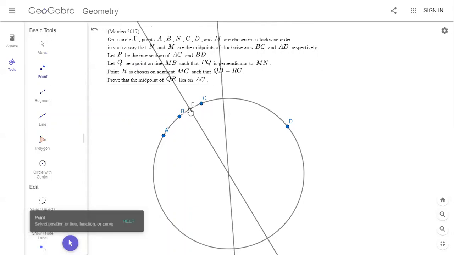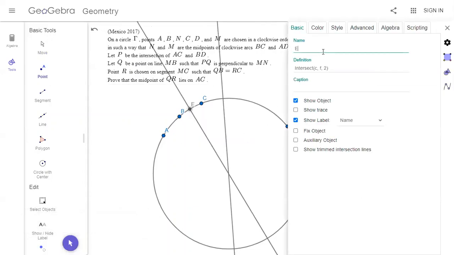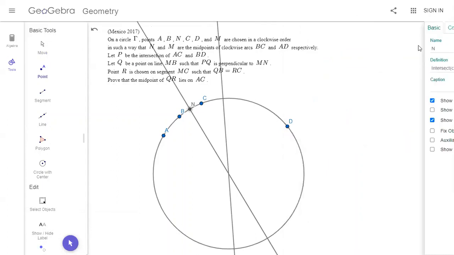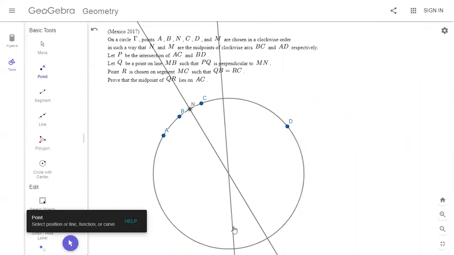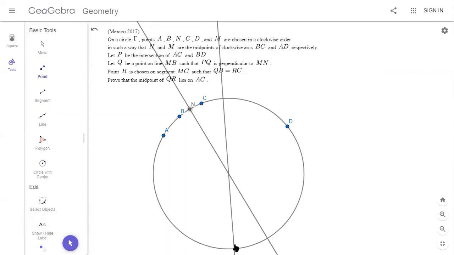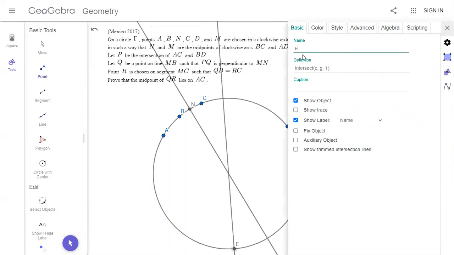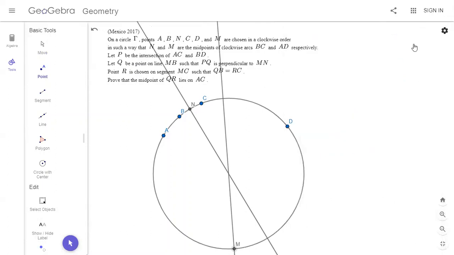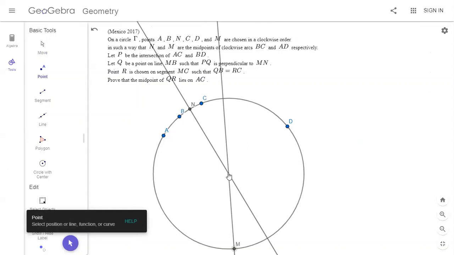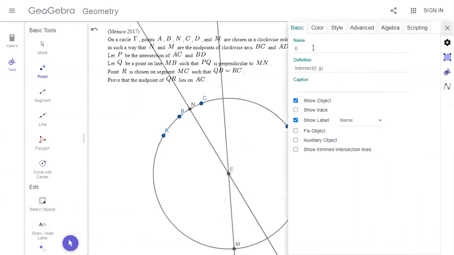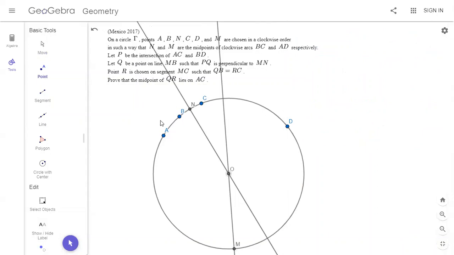Oh, we want, yeah, AB, so this is N, and this is N. So, oh, but it says clockwise arcs. Maybe they mean arc BA. Yeah, this is the clockwise arc. Okay. So that's N and M. We could call the center of the circle O. So it lies on those two perpendicular bisectors.